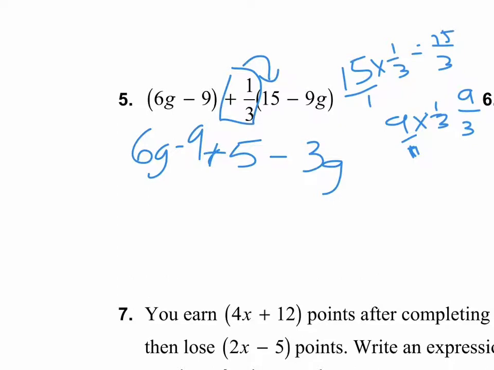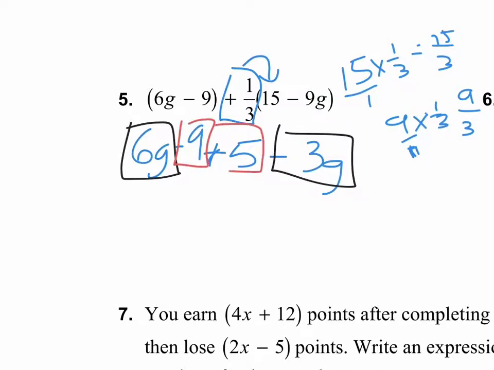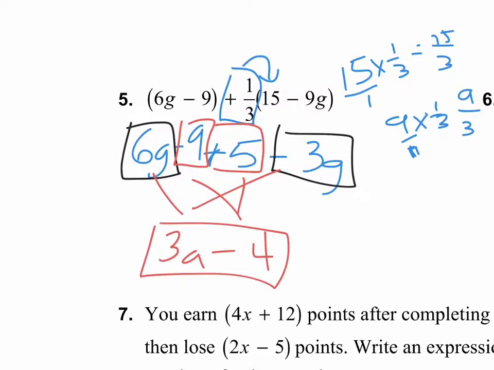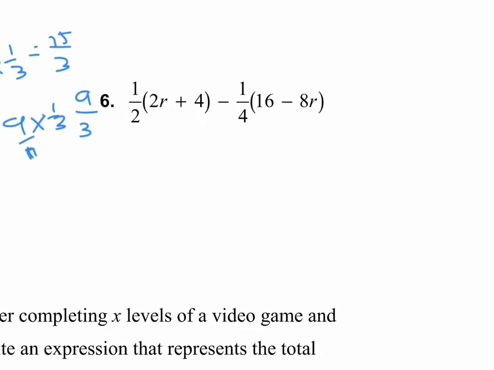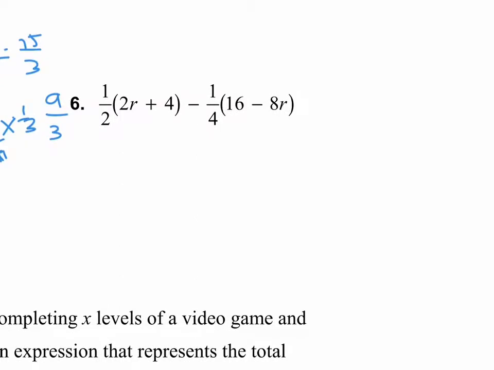Now you just combine like terms. We get 6g, negative 3g, and then we have negative 9 and positive 5 would be like terms. Then we go 6g minus 3g would be 3g. Negative 9, positive 5, opposite signs we subtract, we have 4, and 9 is bigger, so I have 3g minus 4.